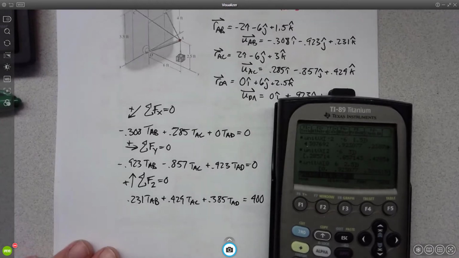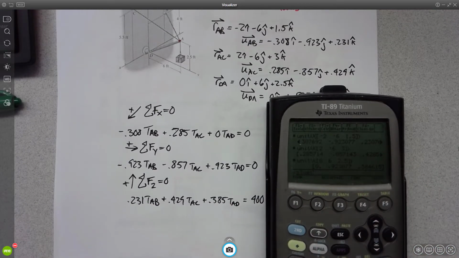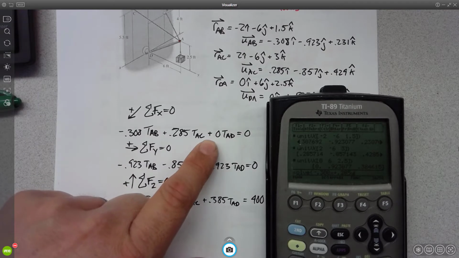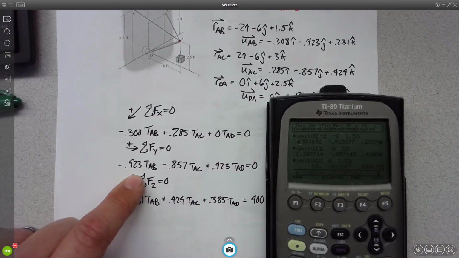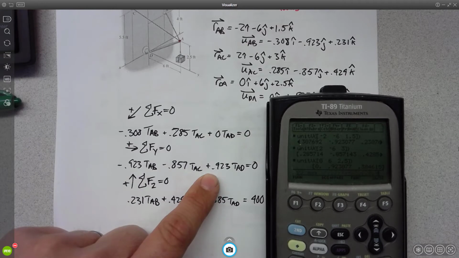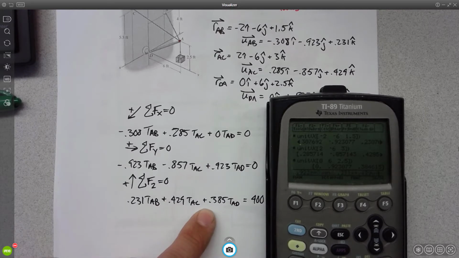So now to solve this, I don't do it by substitution, right? I'm going to come up and use my solver. So F2, solve. First equation, -0.308x plus 0.285y equals 0. Comma, and -0.923x minus 0.857y plus 0.923z equals 0. And 0.231x plus 0.429y plus 0.385z equals 400, comma, curly bracket, x, comma, y, comma, z, close the curly bracket, close the parentheses, and solve.